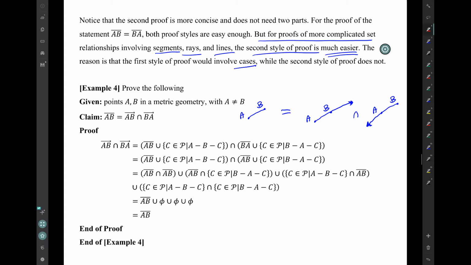Now let's do a proof in the style of that second proof. So we need to prove that these two things are equal. I'm going to start by just writing down the expression for the thing on the right. Now I'm going to replace ray AB with the set description of ray AB. Now I'm going to use the second version of the set description for ray.